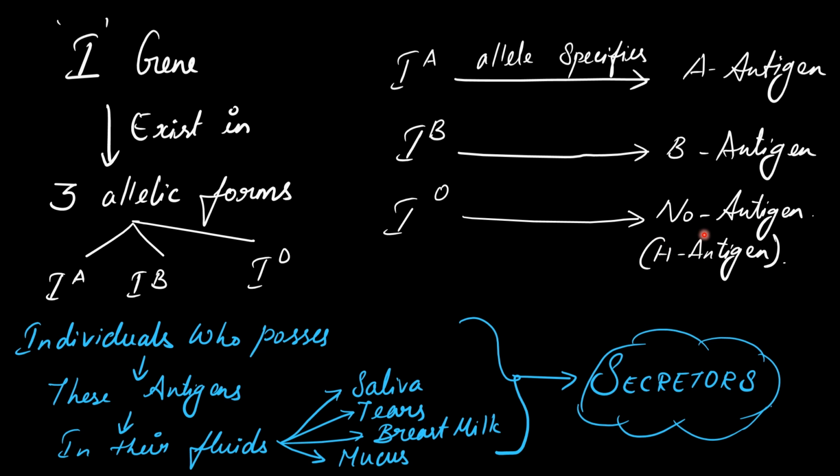About this no antigen and H antigen, in the next upcoming part of this video, we will study about this H antigen in detail, so you will know why I have written H antigen in this O blood group. Usually there is no antigen for the O blood group. Now the individual who is going to have these antigens in their fluids like saliva, tears, breast milk, mucus, and some other body fluids also, if they have these blood antigens, they are called secretors. So if the antigen is present in the fluid, it is called secretors. Please note it down properly.